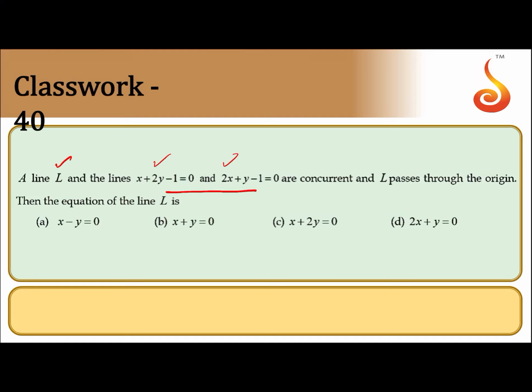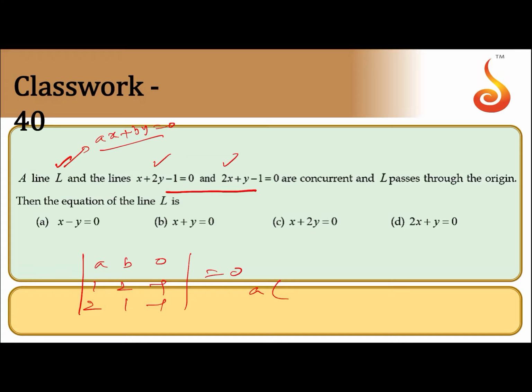And also, passing through the origin means C is definitely 0, and therefore only the two points are there. So I can assume that this line equation is nothing but AX plus BY equals 0. Therefore, we'll be getting the determinant with rows X, Y, 1; A, B, 0; and 1, 2, minus 1; and 2, 1, minus 1. Yes, of course, expanding this equal to 0 gives you the condition here.